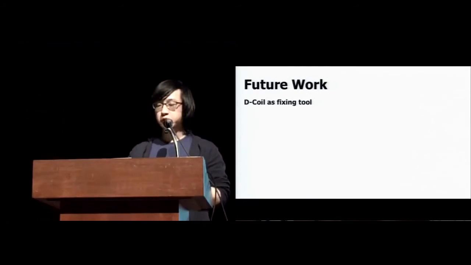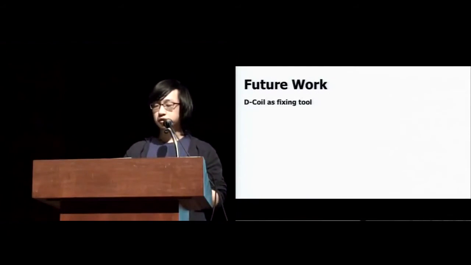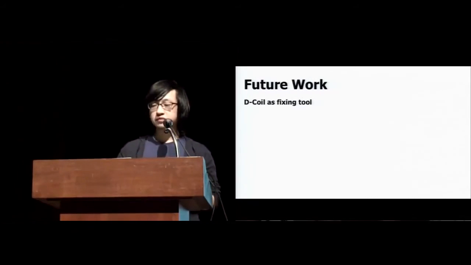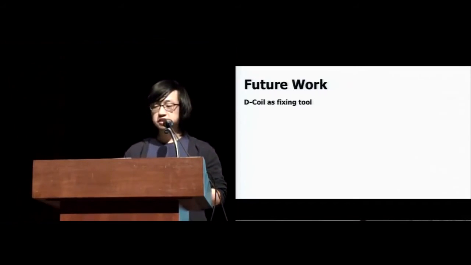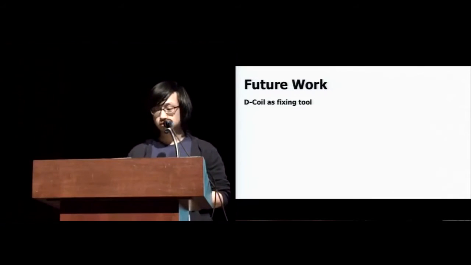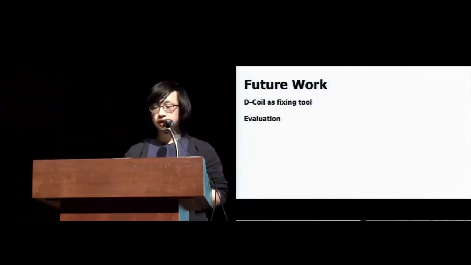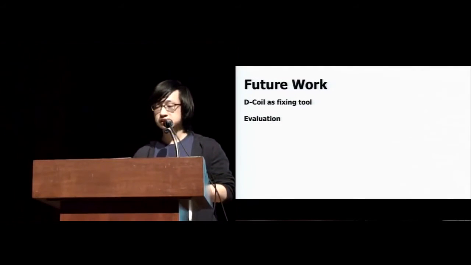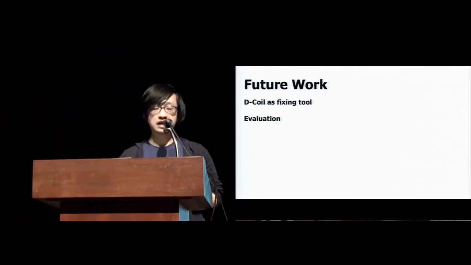We have shown in our last frog crown example that the D-Coil system could be used to create models with a good fit to existing objects. We believe that this feature could be further extended so that D-Coil could be used as an in-situ fixing tool. Finally, we intend to implement a more robust D-Coil prototype for broad deployment and evaluate it with both novice and expert coilers.